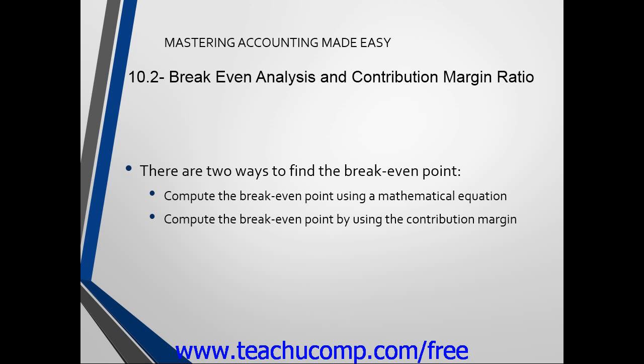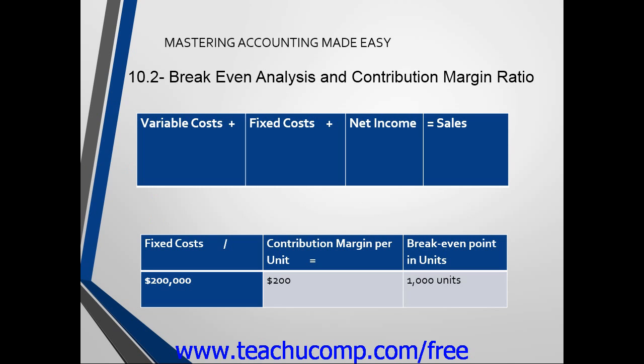There are two formulas used to find the break-even point. The first way is to compute the break-even point using a mathematical equation, and the second is to compute the break-even point by using the contribution margin. The mathematical equation for finding the break-even point is variable costs plus fixed costs plus net income equals sales. Because at the break-even point net income is zero, break-even occurs where total sales equal variable costs plus fixed costs. So we could input $0 for the net income into this equation.